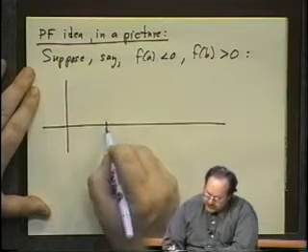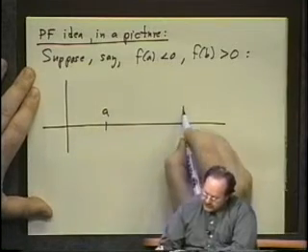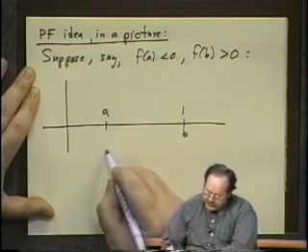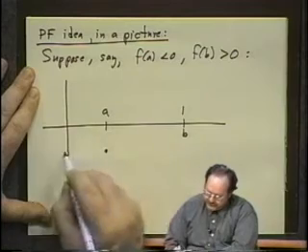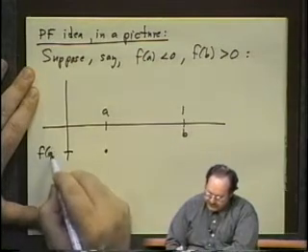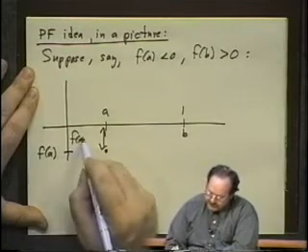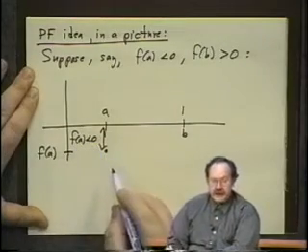Here, say, is a. Here, say, is b. Let me mark that below. Then, let's say that this is where f of a is, so that's the height f of a. So this direction is f of a, and you can see from the picture that f of a is less than 0. It goes down.